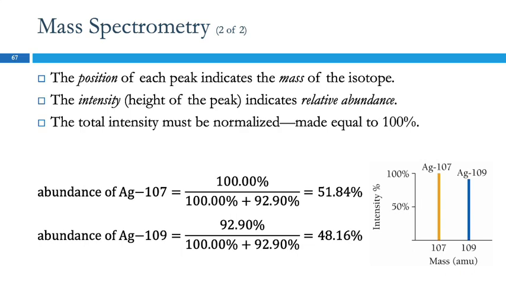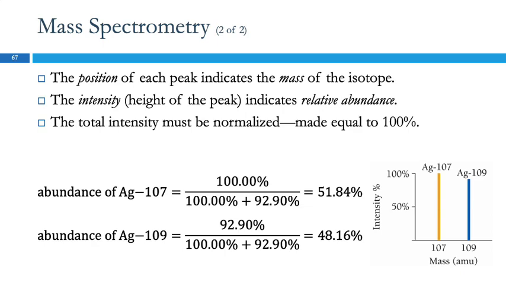So you end up with something that looks like this. It's going to give you an intensity percentage. So this one is the silver 107, and this is the silver 109. And so the tallest one is always going to be the 100%, and any others are going to be some lesser percent, because this is just telling us this is the highest. So the intensity of the peak tells us the relative abundance. The position of the peak gives us the mass.